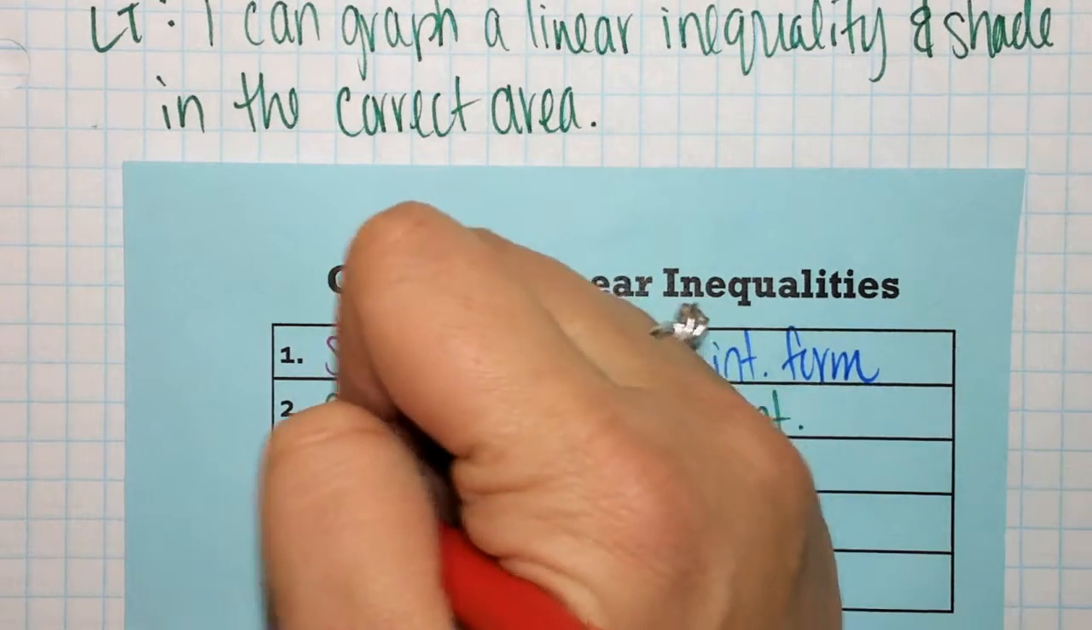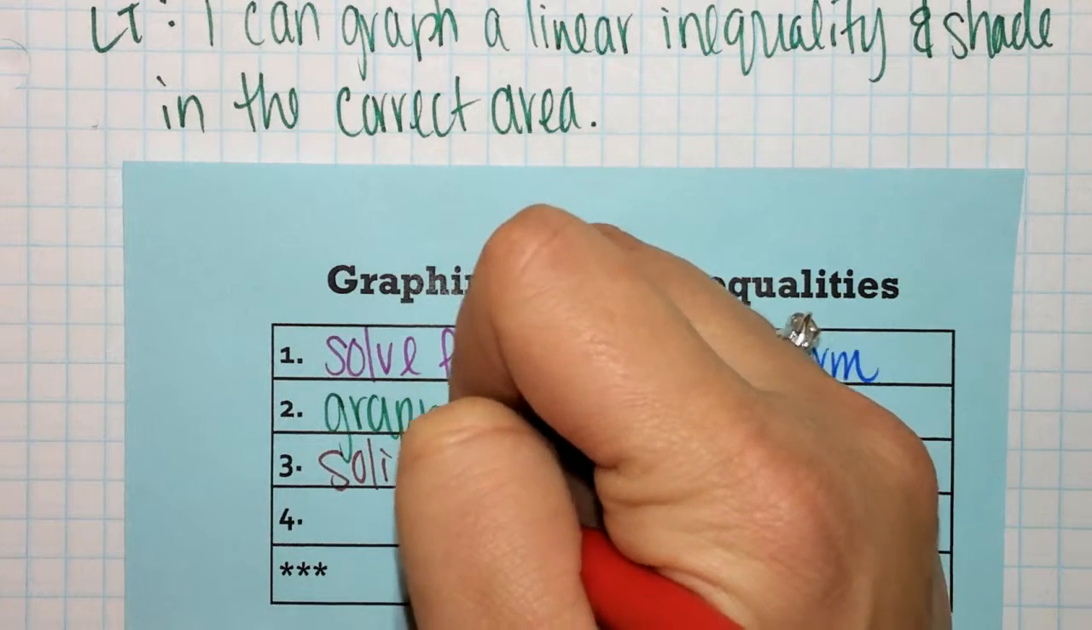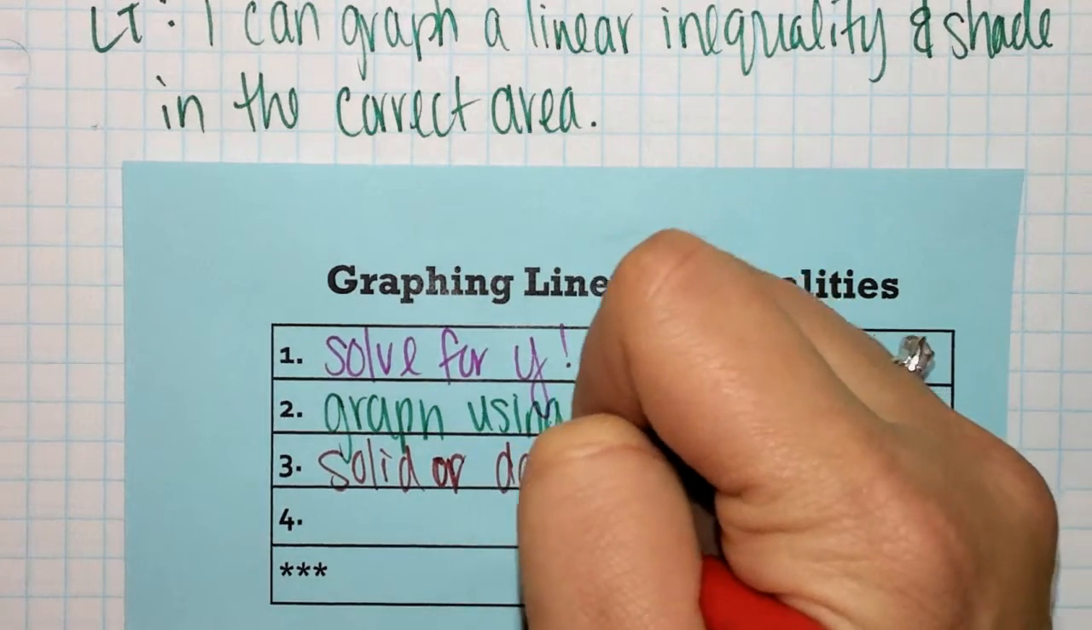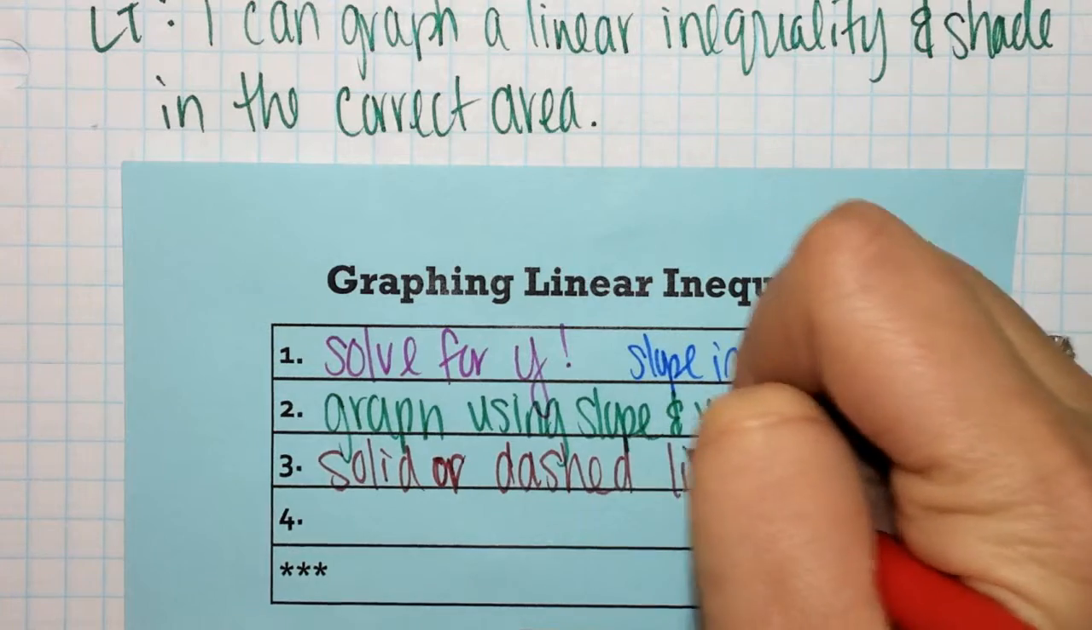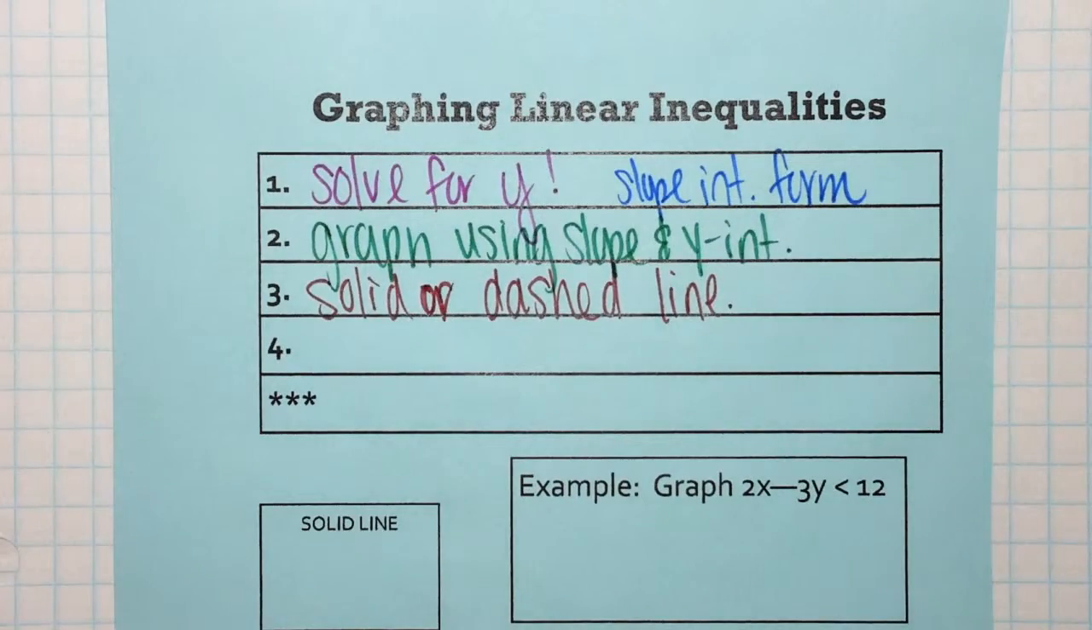Alright, step 3 is a solid or dashed line. Remember when we did inequalities before, we had an open and closed circle? So this time we're going to have either a solid or dashed line. When did we use an open circle? When it didn't have the line under it.